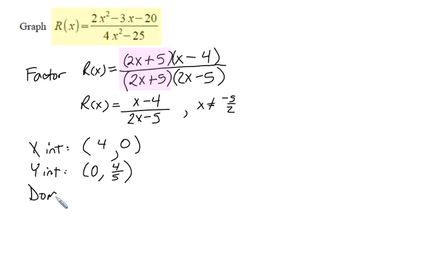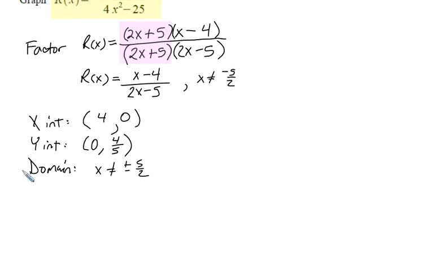Domain. There are two values that are not in the domain. Specifically, we have negative 5 halves and positive 5 halves. So we could say x is not equal to plus or minus 5 halves. If I ask you to write that out in interval notation, please make sure that you're capable of doing so. Now the thing is, we have an open dot at one of those places. It would be when x was equal to negative 5 halves.